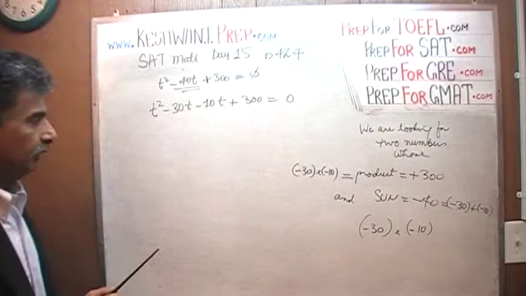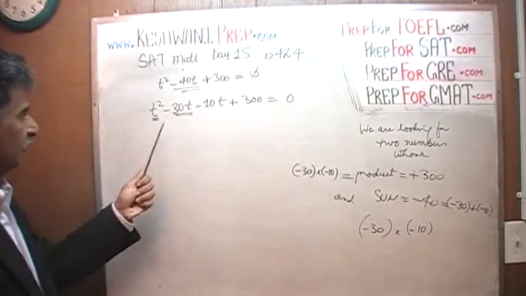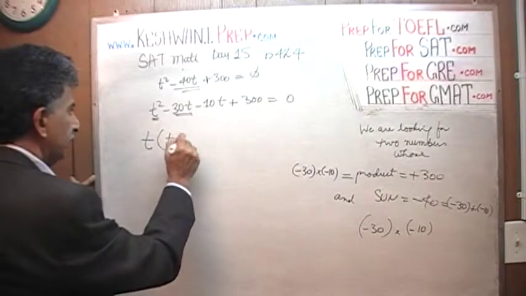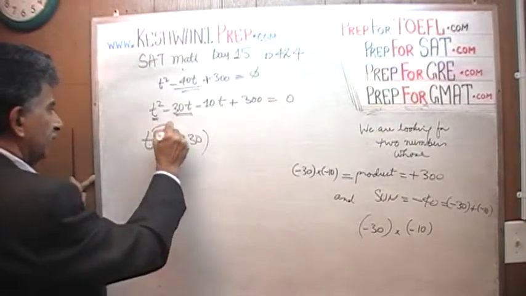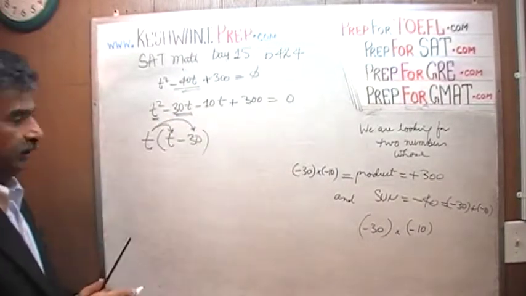I'm going to pick up speed now. What do you find common between these two terms? This is t squared, this is t. The common factor is t. Take it out common, you get t minus 30, because t times t gives us our t squared, and t times negative 30 gives us negative 30t.